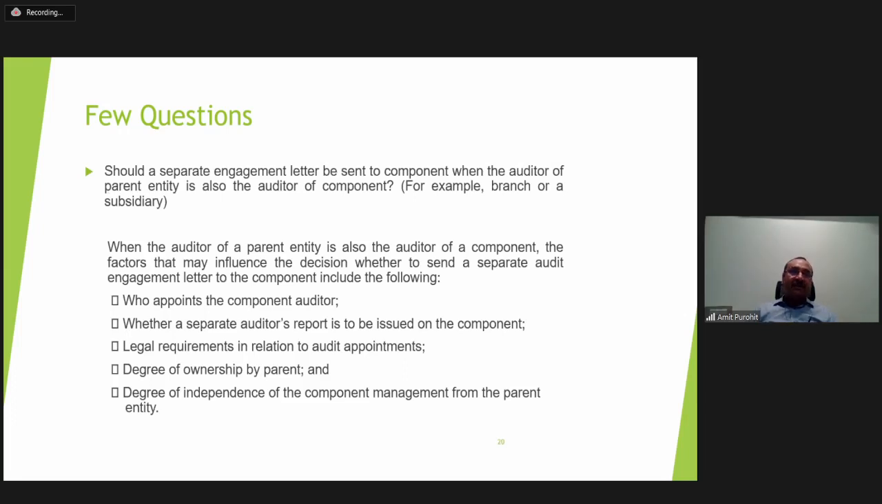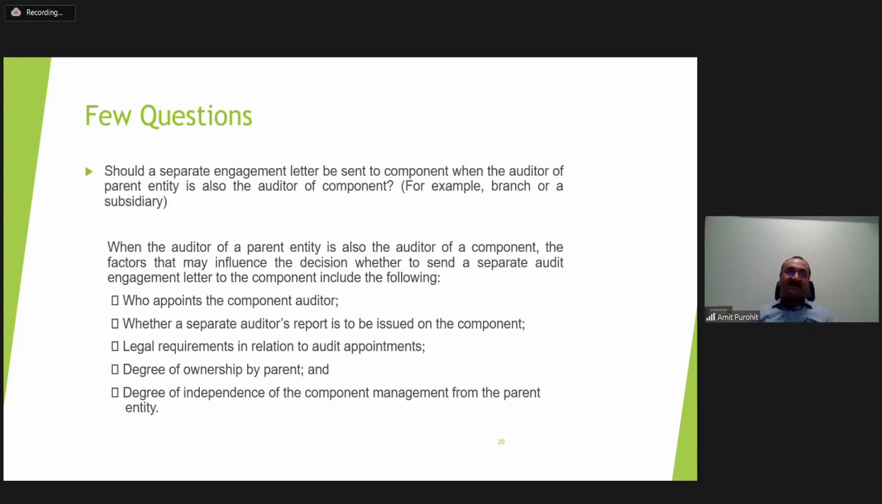Should a separate engagement letter be sent to a component when the auditor of the parent entity is also the auditor of the component? Now, friends, when we talk about component, it can be a branch or it can be a subsidiary also. So let us understand whether a separate engagement letter needs to be sent to a component or not.